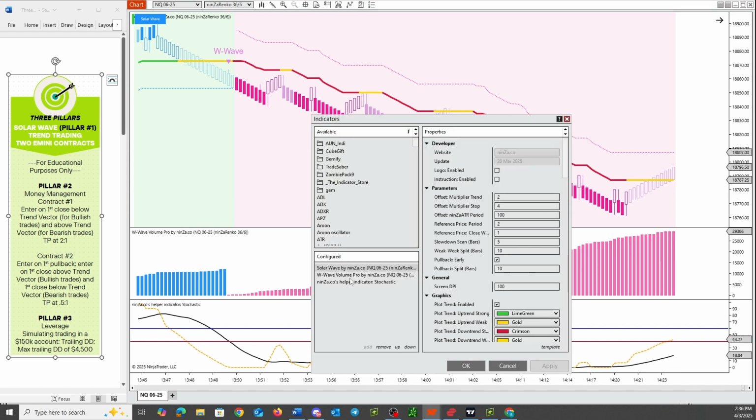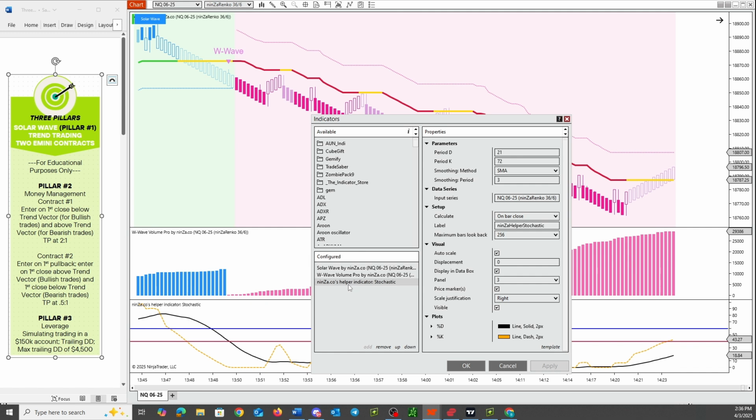So what I've done is you can use any stochastic. I just happen to use the free one from Ninjaco since we're doing Ninjaco stuff. And I've got the period D set for 21, the K set for 72. It's an SMA, a smoothing period of 3. And there's nothing else set up. I mean, I changed the colors here for this.